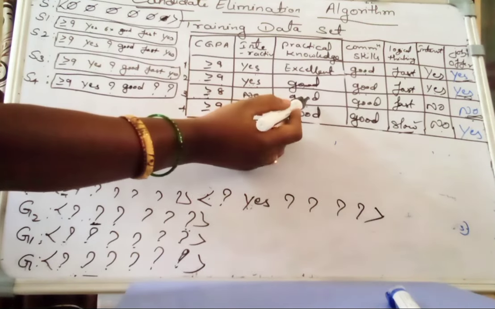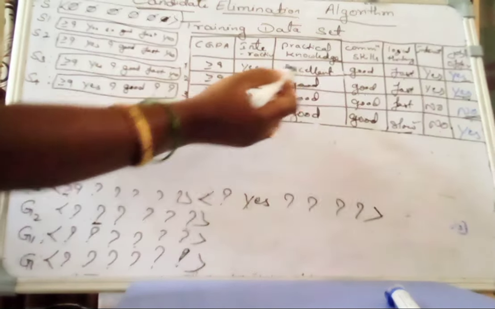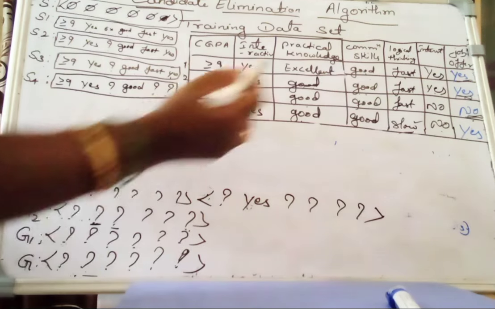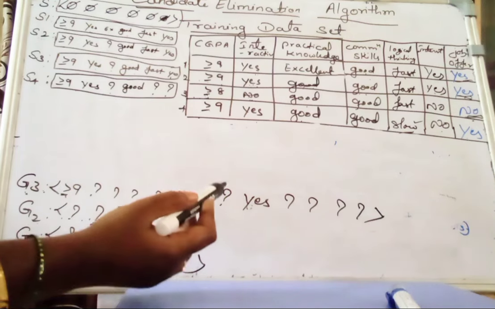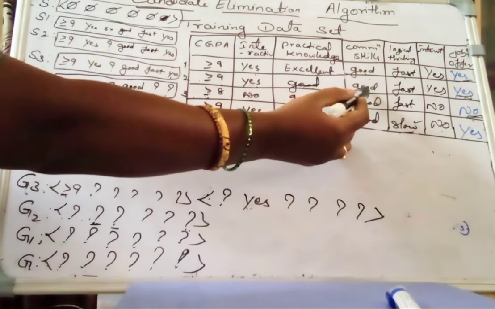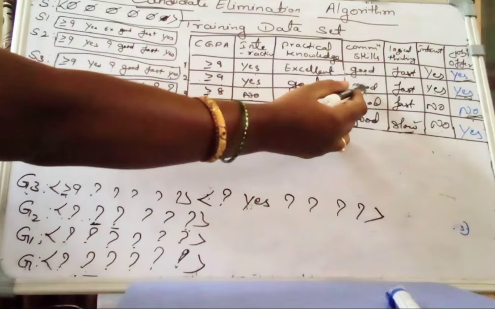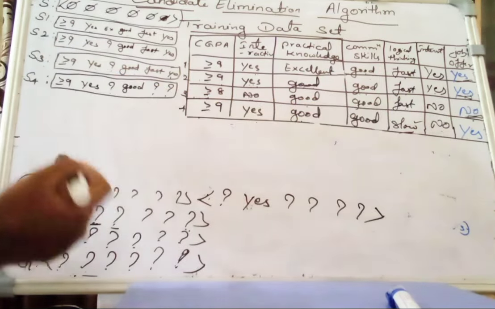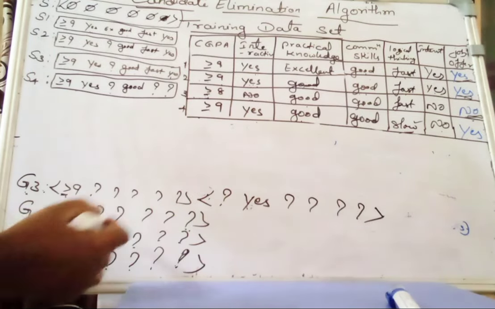Okay, next we observe, I have good here in I3, here also I have good, and here also we have question mark. So good and good, same attributes, leave it as it is, we can't generate a new hypothesis. Again observe, in I3 I have good, and here also I have good, I cannot generate a new hypothesis, leave it. Here also fast, and here also fast, I cannot generate a new hypothesis, leave it.